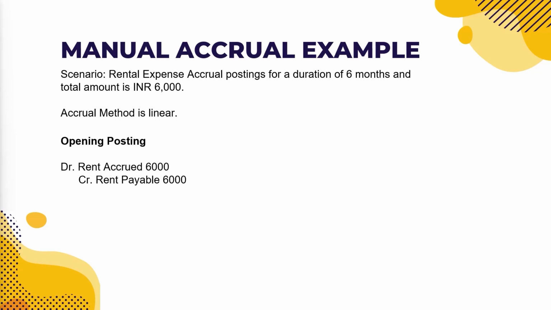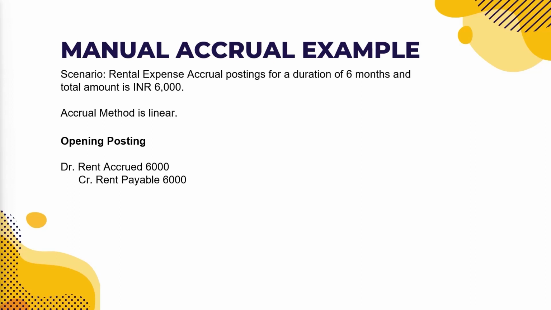So initially, when an accrual object is created and if the opening posting is assigned to the accrual type, then this is the posting that happens. The rent accrued account is debited by the total amount, which is 6,000 rupees, and the rent payable account is credited by 6,000 rupees. So this shows that there is a liability of 6,000 rupees in the rent payable account that we are supposed to pay to the rental landlord or the vendor.